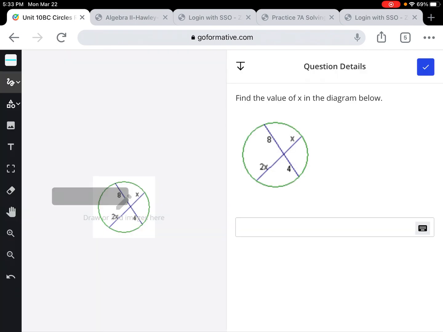Okay, now we are talking about chord relationships. This is that part times part. I know 2x times x is equal to 8 times 4. 2x squared is equal to 32. X squared is equal to 16. X is equal to positive 4.